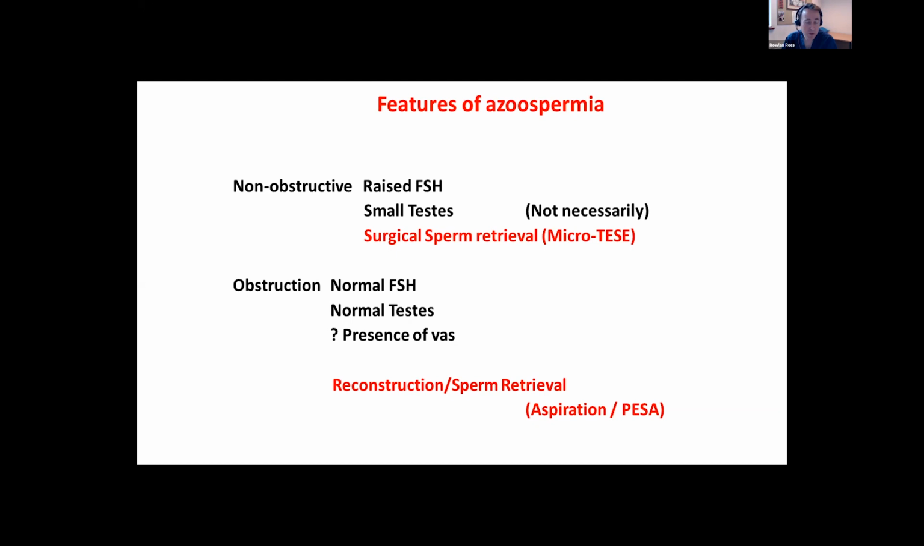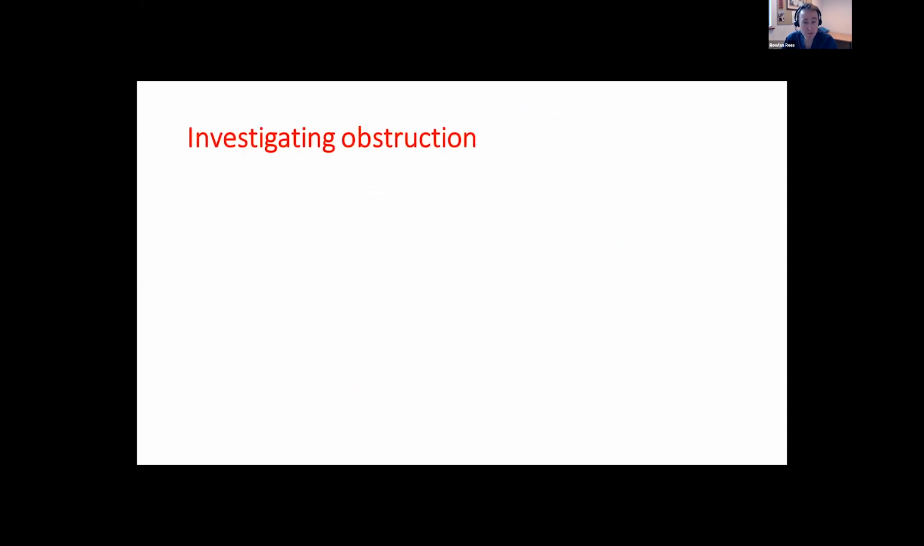If you feel that the testes are normal, you might be able to feel a distended epididymis. You might feel there's no vas, and the FSH is normal, and it all fits in with a history. There may well be, in that case, an obstructive element, in which case these men are more suited to aspiration of sperm from the epididymis, so-called PESA, or percutaneous epididymal sperm aspiration.